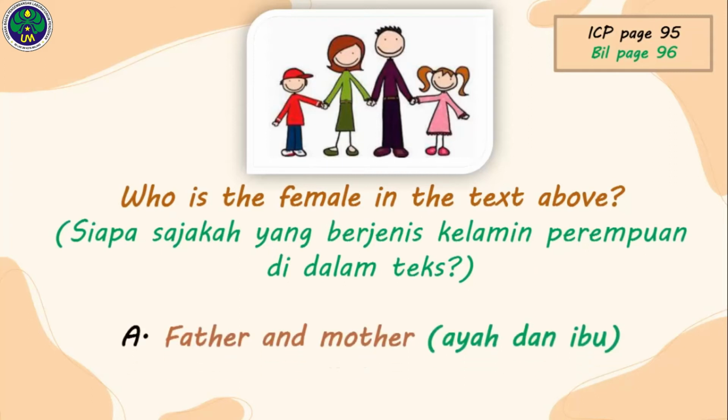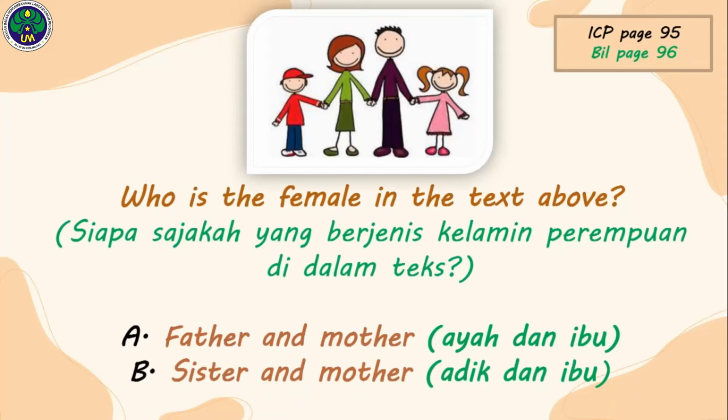A. Father and mother, ayah dan ibu. Or B. Sister and mother, adik perempuan dan juga ibu. Choose A or B. Manakah yang berjenis kelamin perempuan or female?